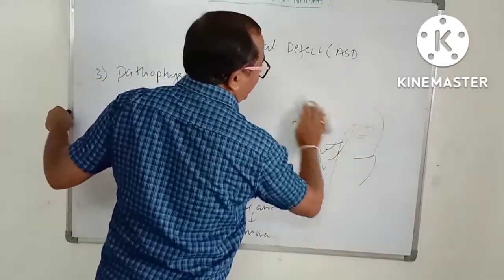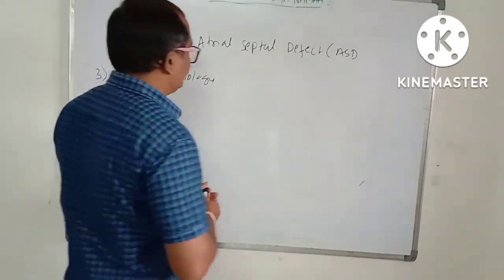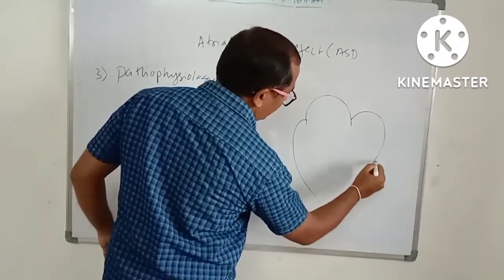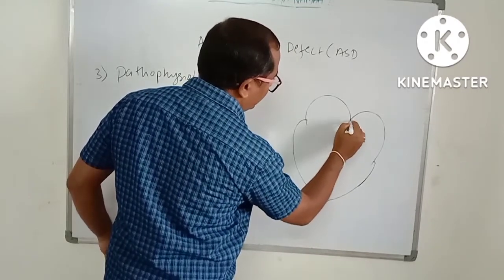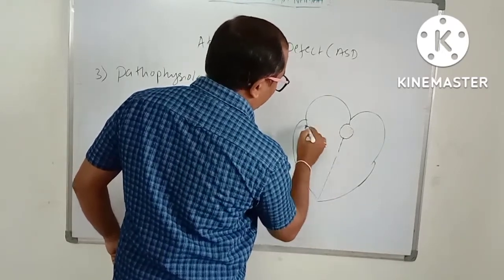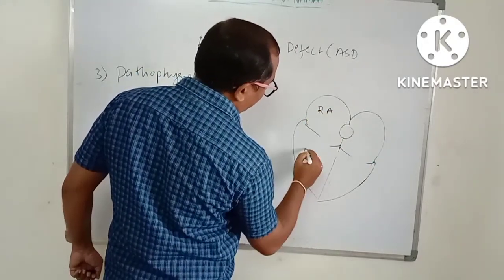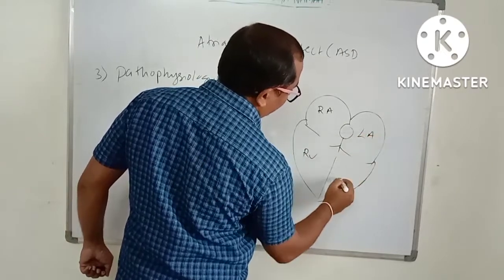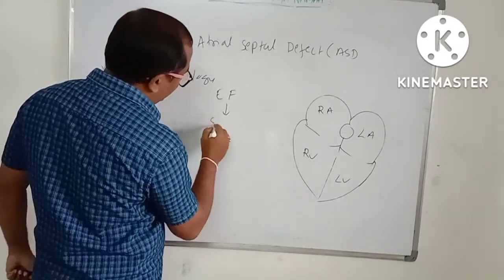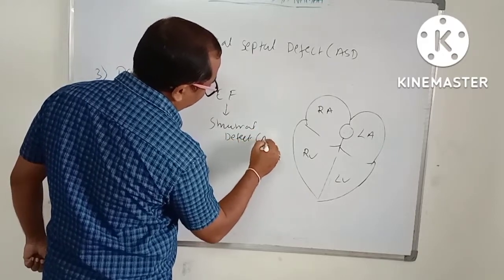Now see what is the other side of the pathophysiology of atrial septal defect. Okay, so here is a heart. There is a defect here. Okay, that is a congenital heart disease. This is the right atrium, right ventricle, left atrium, left ventricle. Okay, so due to etiological factors, what happens here? There is a structural defect. So this structural defect is called atrial septal defect.